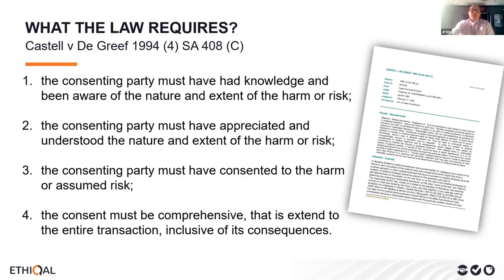So ultimately, there were 4 principles that the court enunciated. The first is that the consenting party must have had knowledge and been aware of the nature and extent of the harm or risk. Number 2, the consenting party must have appreciated and understood the nature and extent of the harm or the risk. Number 3, the consenting party must have consented to the harm or assumed the risk. And lastly, the consent must be comprehensive. That is, extend to the entire transaction inclusive of its consequences.